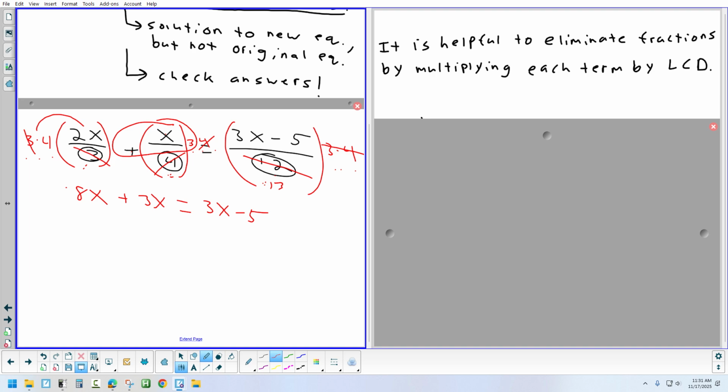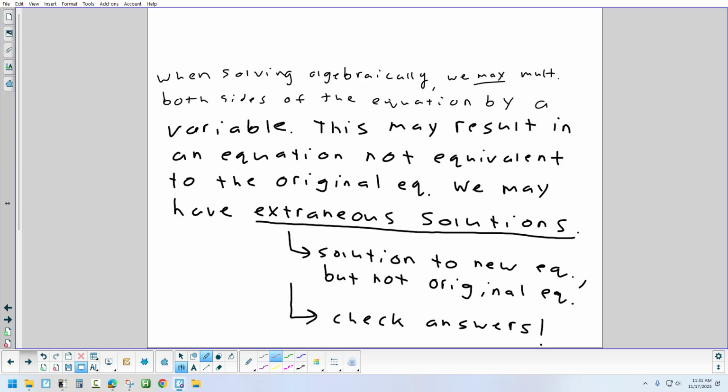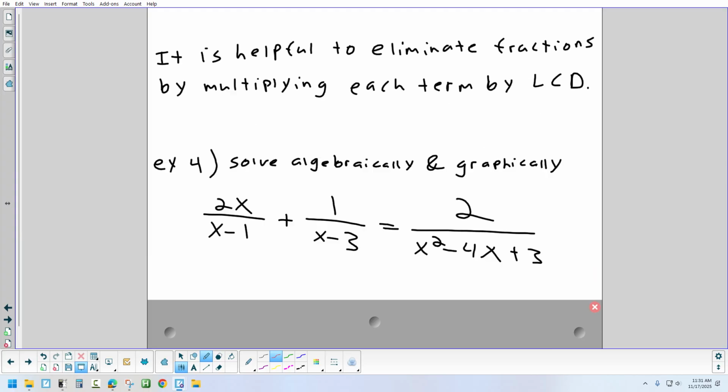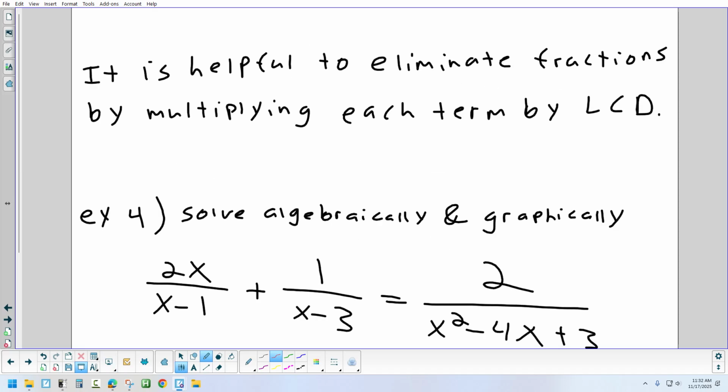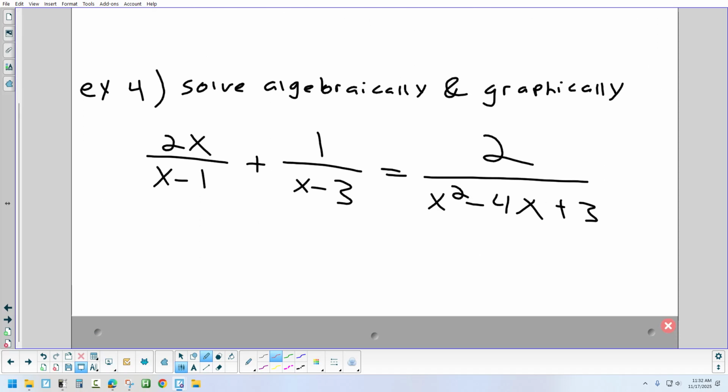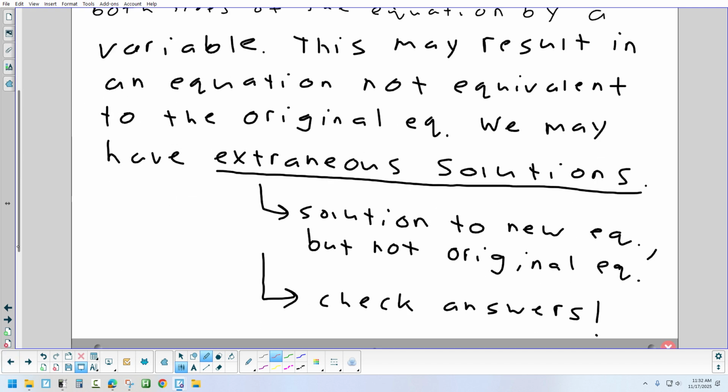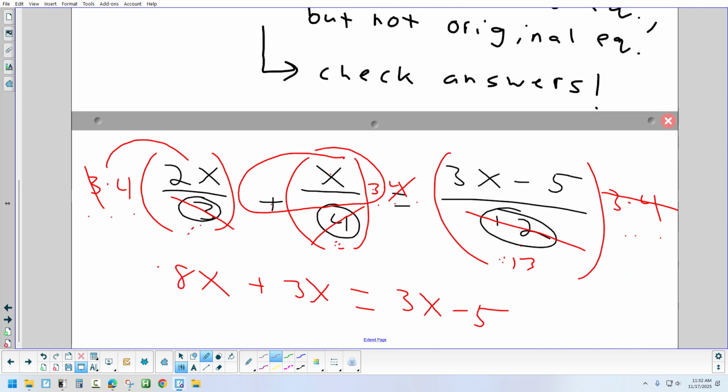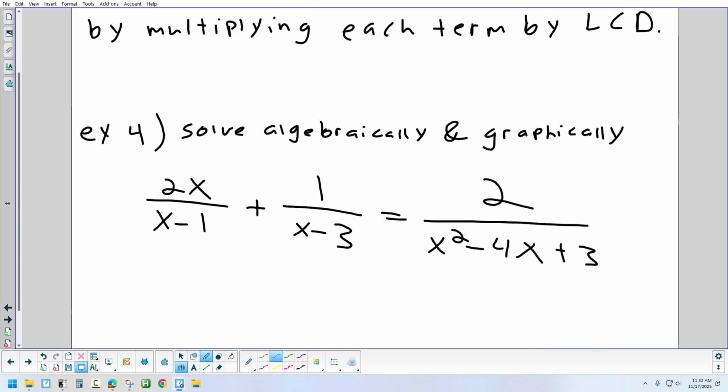Okay, let's try it on this one. The first thing that you should always do when you're trying to solve one of these problems is factor the more complicated looking denominator and see, is it the product of the other two? If it is, then it's going to make finding the least common denominator easier, just like these two multiplied together gave us 12. So let's try to factor the denominator on the right and see what happens.